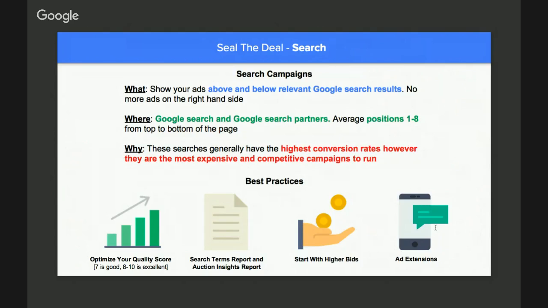So the way search ads work, they're exactly what you think: Google search, right? The ads right inside of Google search results. Note there's no more ads on the right-hand side of the page anymore. There's only ads on top and on bottom. Generally, there are 8 ads on the first page, and average positions go from 1, which is on top, to 8, which is on bottom.